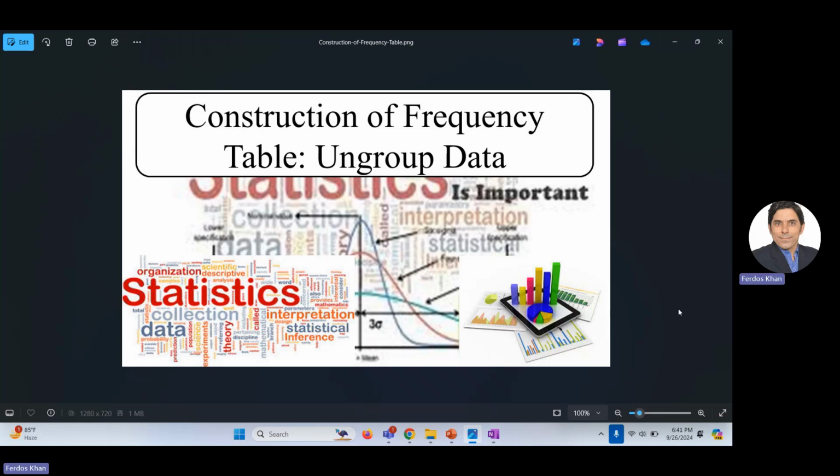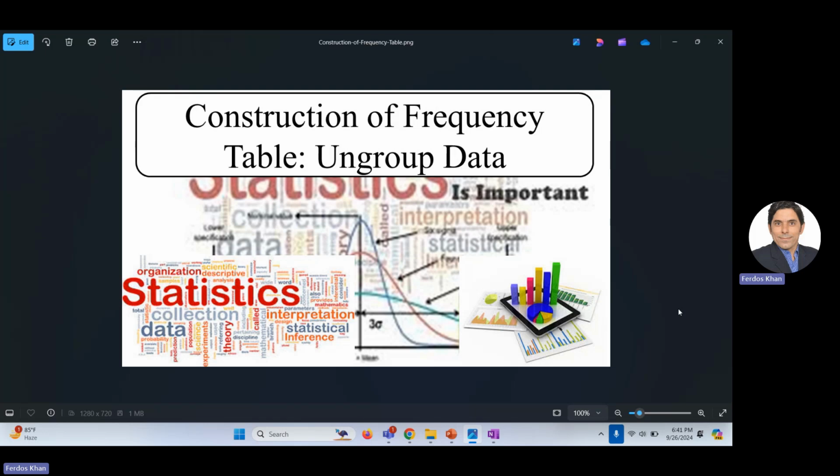Hello guys, in this video I would like to explain how we can construct a frequency table or frequency distribution using ungrouped data. And the question is why we need to construct a frequency table or frequency distribution. The basic idea is to make a simplified representation of the data.